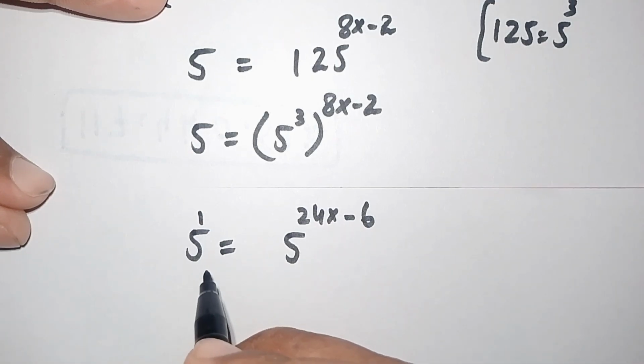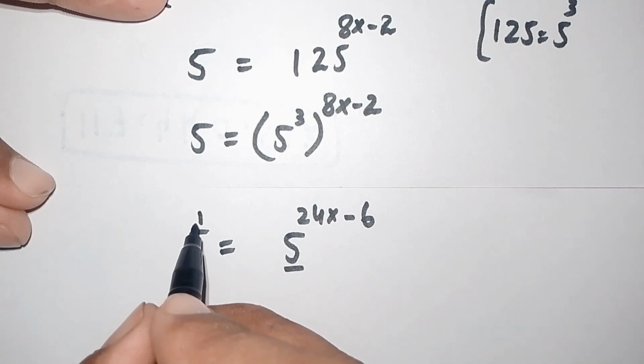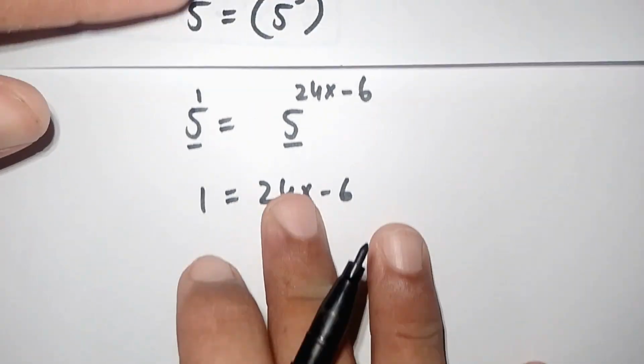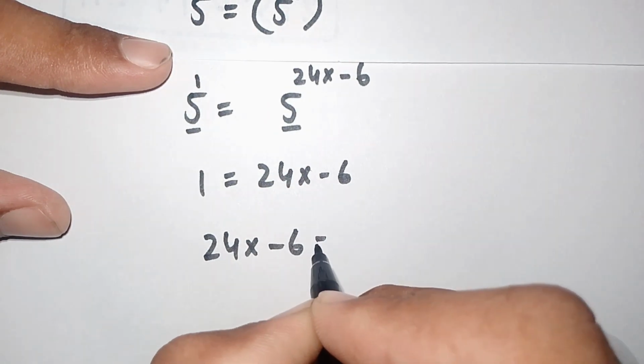and we know that here the power is 1. Here the bases are same. When the bases are same, then this power is equal to this power. So here 1 is equal to 24x minus 6. Now in the next step, 24x minus 6 is equal to 1.